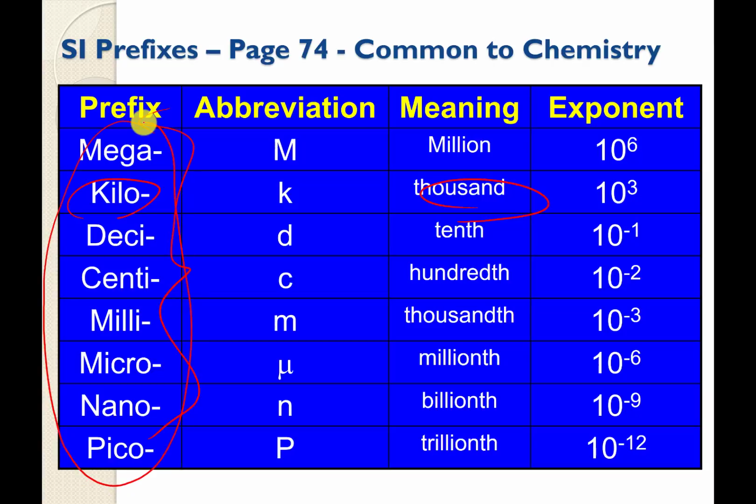If you have a megameter, which we really don't hear about much, but if we had a megameter, that would mean we have 1 million meters. A kilometer, kilo means 1,000. So a kilometer means 1,000 meters. Of course, decimeter, centimeter, millimeter is a common one. Millimeter means 1/1000th of a meter. So in other words, there's 1,000 millimeters in a meter.